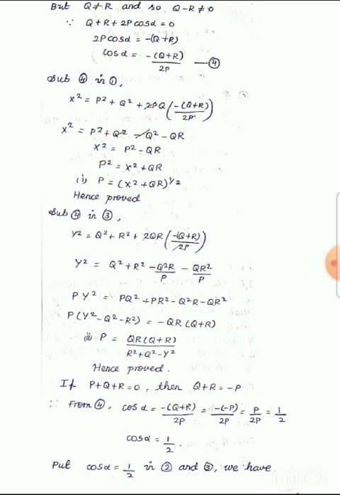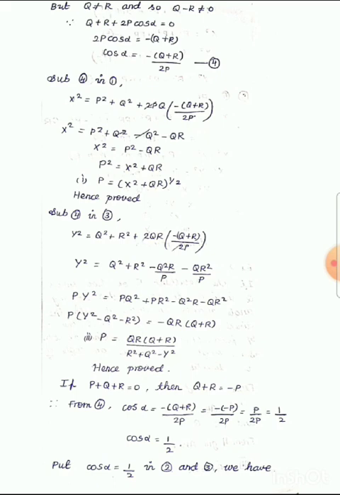Now we are substituting equation 4. Cos alpha is equal to minus (q plus r) divided by 2p, so we know q plus r is equal to minus p. So we are substituting this, we'll get minus into minus plus, divided by 2p is equal to p by 2p. We are cancelling p, we'll get 1 by 2. So therefore cos alpha is equal to 1 by 2.